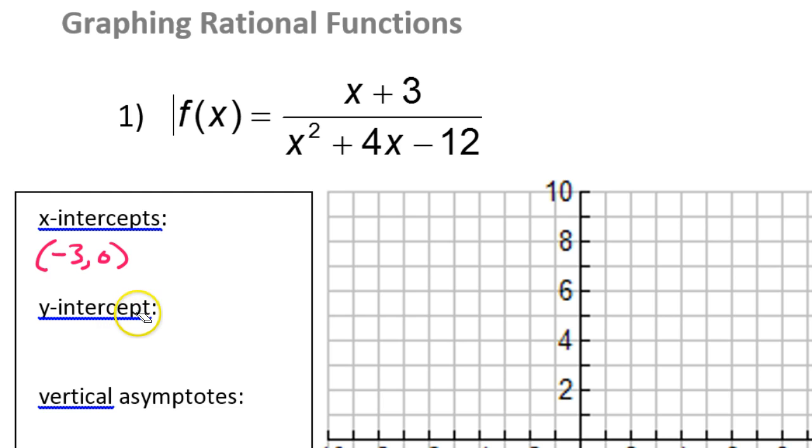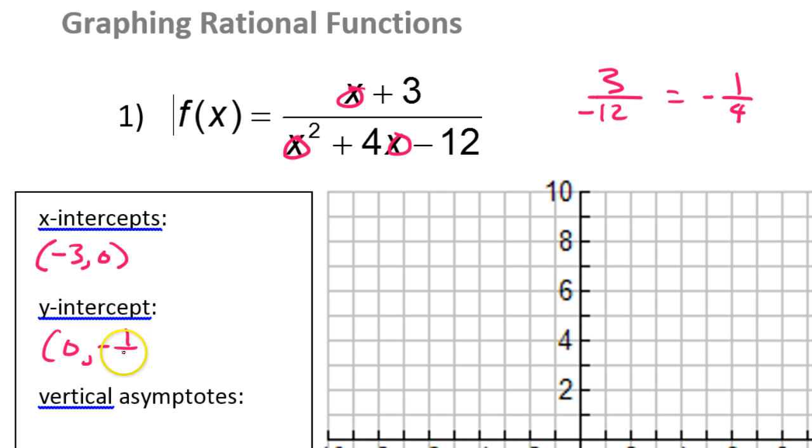Now, the y-intercept is what you get when you plug in 0 for all the x's. So if I put a 0 here, here, and here, that means these terms are all gone. So that's just going to leave 3 over negative 12, which is negative 1/4. That means the y-intercept is going to be 0 comma negative 1/4.